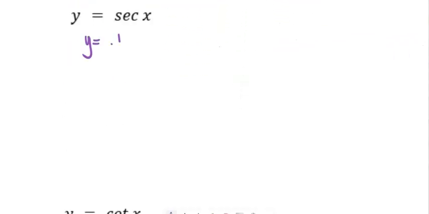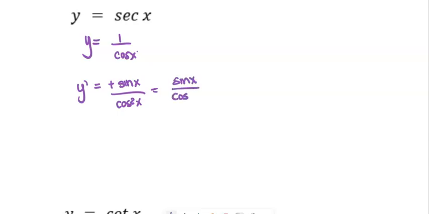Y equals 1 over cos x, and now we can take the derivative. The derivative of cos x is negative sine x, but because this had an exponent of negative 1, those will cancel each other out, and I square what's on the bottom. I'm going to separate this like I did before, so I have sine x over cos x as one term, and then 1 over cos x as my second term.